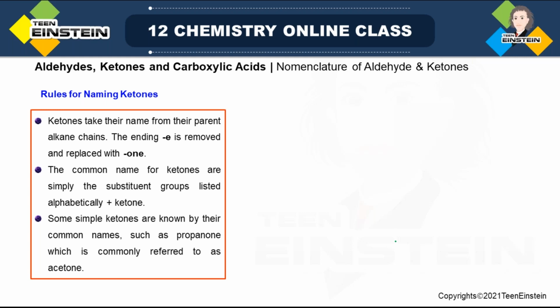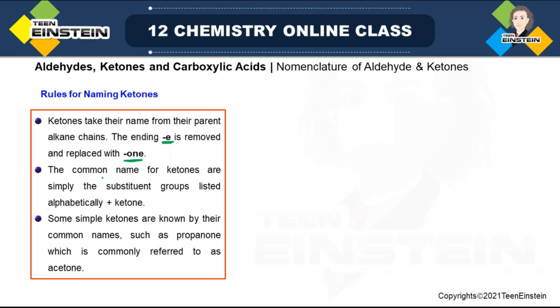What about the rules for ketones? Ketones take their name from their parent alkane chain, just like you have seen in the case of aldehydes. But now the ending E is replaced by ONE. In the previous case, you have seen it is replaced by AL, but now it is replaced by ONE.